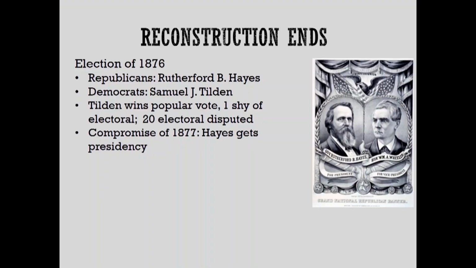He decides not to run again. So we're going to see the governor of New York, Rutherford B. Hayes, a Republican, run against the Democrat Samuel J. Tilden. Well, when the election plays out and we get the results back, Tilden actually wins the popular vote, but he's only one vote shy of the electoral vote.